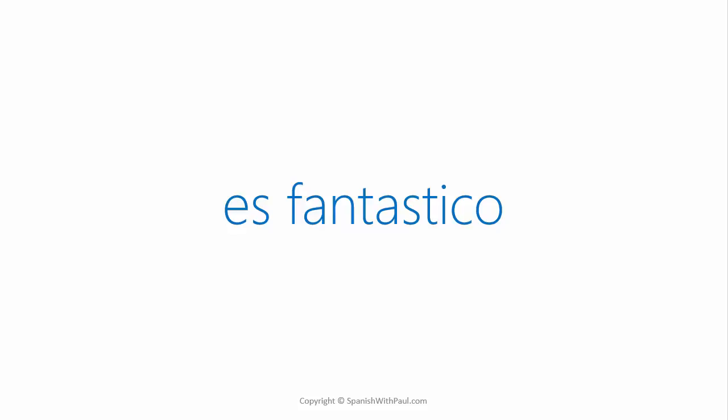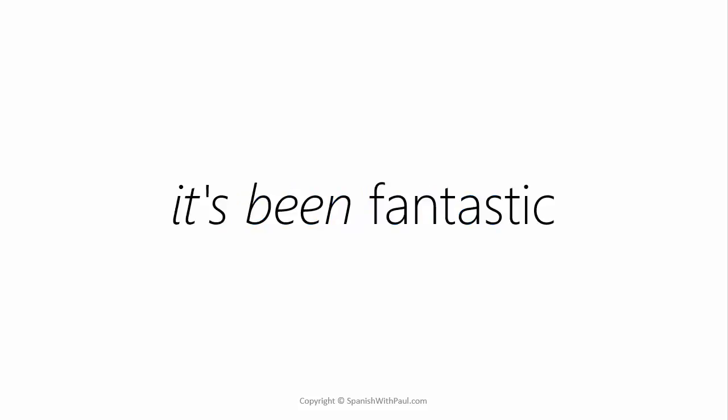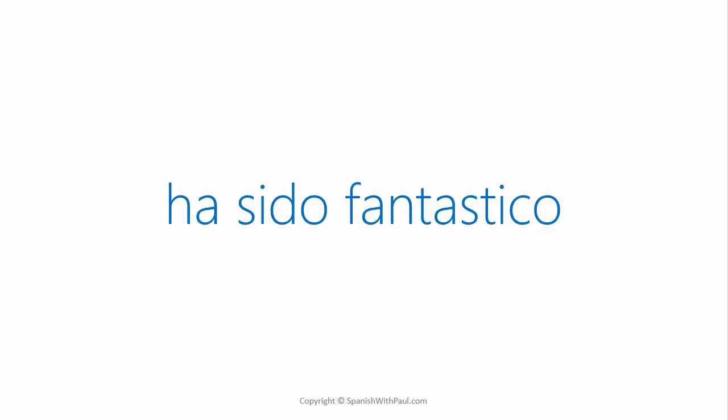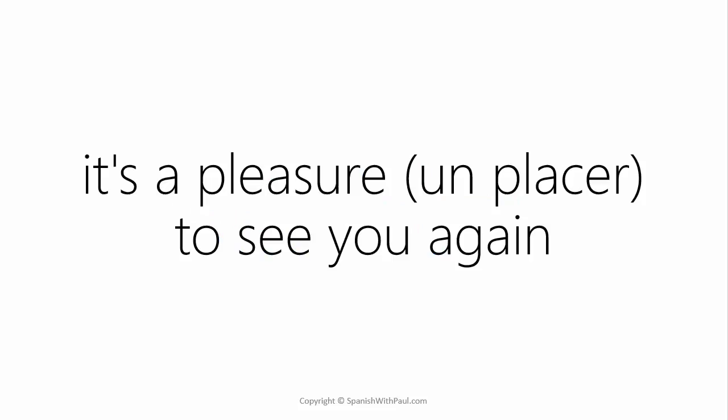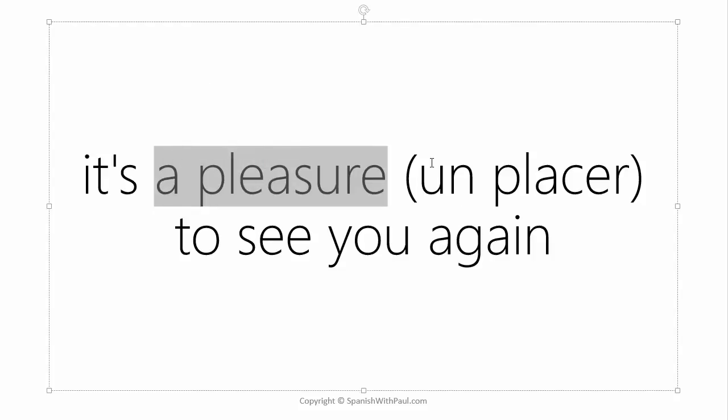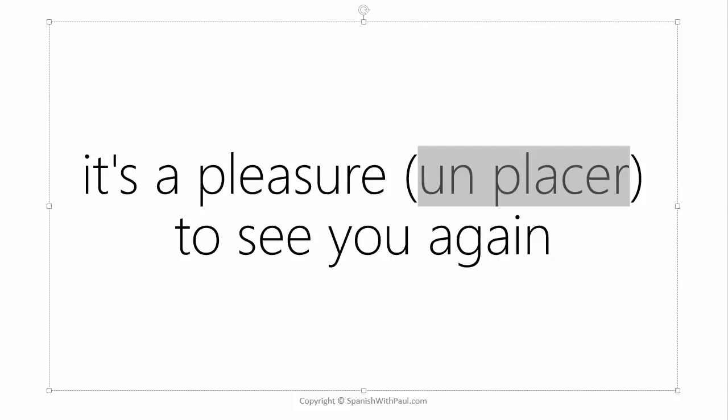Now, if we want to say it's been fantastic, again, we do not break the line. We stay on the ser side. So it would be ha sido fantástico and not ha estado fantástico. Let's try this one. It's a pleasure to see you again. A pleasure in Spanish is here un placer. Un placer. So how would you say that? This is present tense. It's a pleasure to see you again.